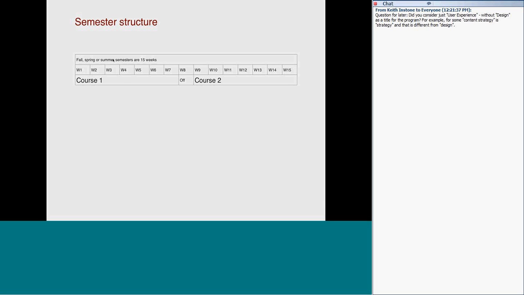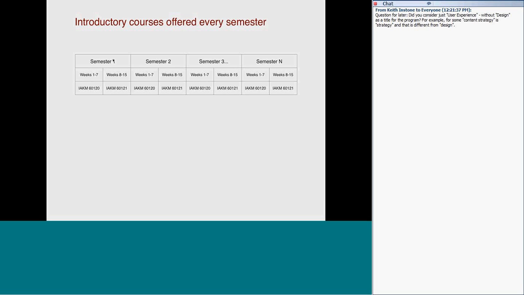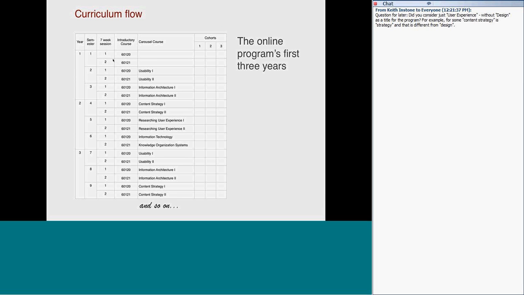So we've got each semester at 15 weeks. We have 2 courses per semester. We have one in the first half, and then another in weeks 8 through 15. So every semester, the 2 introductory courses are taught. So in fall, spring, or summer, you're guaranteed to be able to get the 2 introductory courses, and then you can jump down into the carousel and go wherever you want.